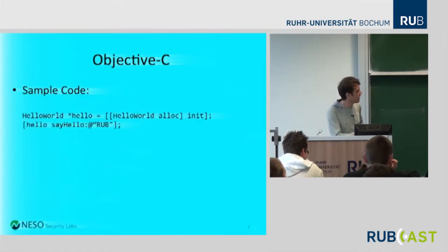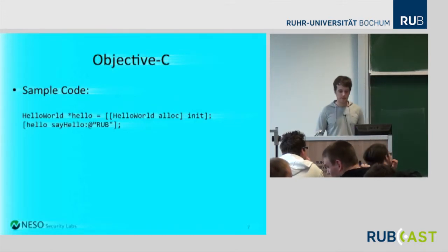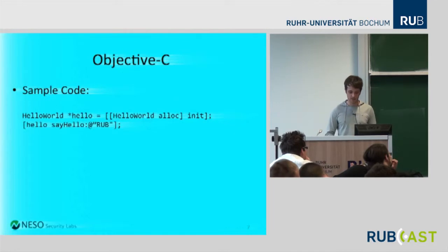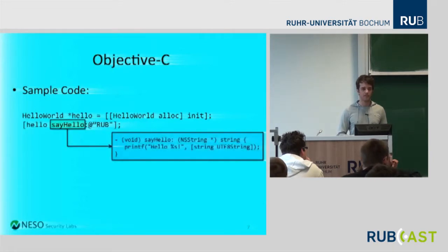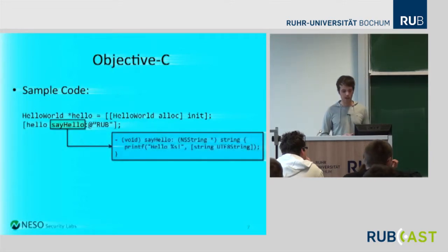Let's start with some sample code in Objective-C. So we have a Hello World class which is allocated and initialized, and the method sayHello is called, and this method simply prints out the arguments, as you might have guessed. We'll come back to that sample code in a second. In the meantime, we'll have a look at the actual runtime.